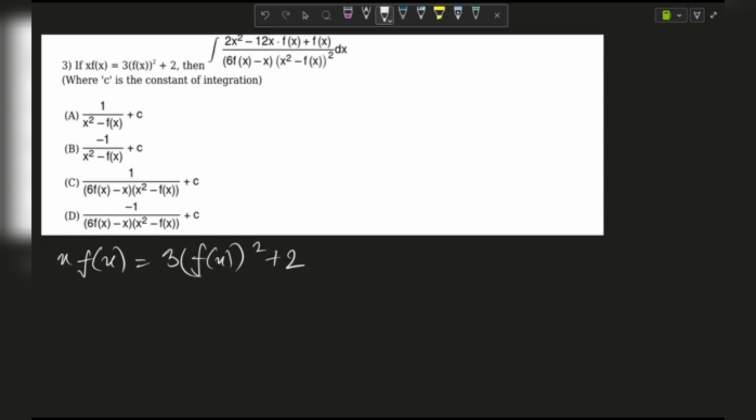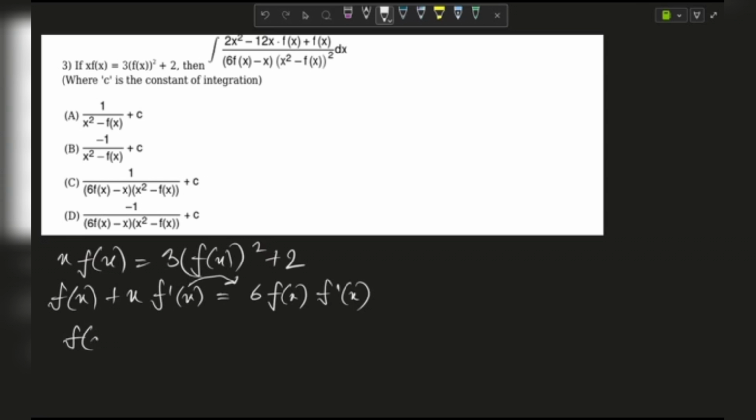What I am doing first is, because I guess we have to find something of f dash, I will, just from a basic idea, try to differentiate this particular equation. So let's do that. This comes out to be f(x) plus x times f'(x), which becomes equal to 6 f(x) into f'(x), basically.